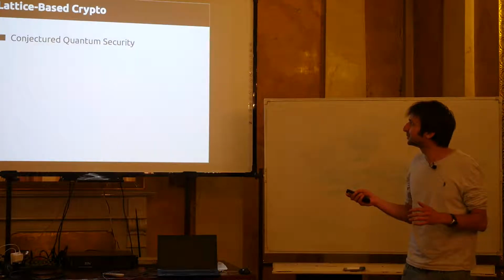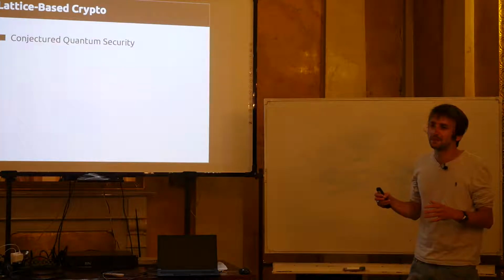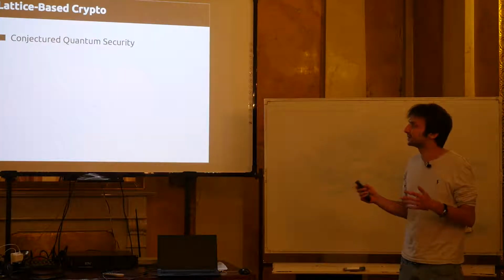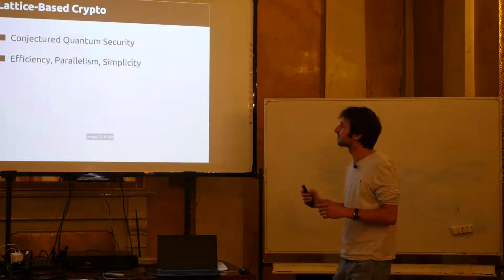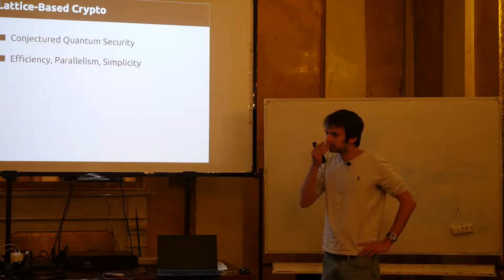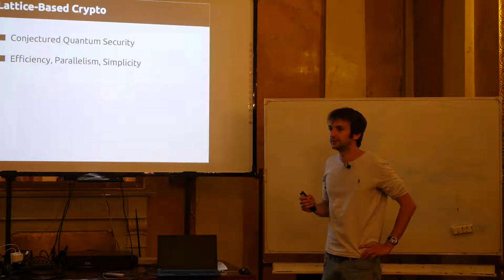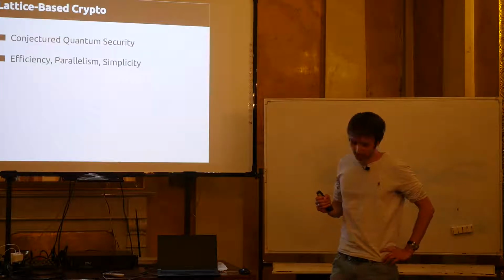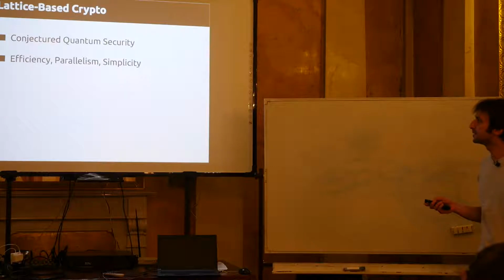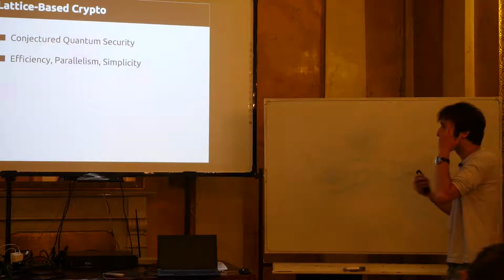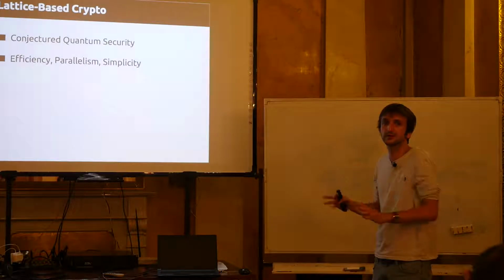For lattice-based cryptography, we conjecture that quantum computers cannot break it. We can't prove it yet, of course, but it's conjectured quantum security at least. It is conjectured just because we don't know? Just because we've studied it for decades and couldn't break it, yeah. Also, it is super efficient in practice. It's efficient in terms of running time, it's easy to parallelize, and it's not hard to implement.